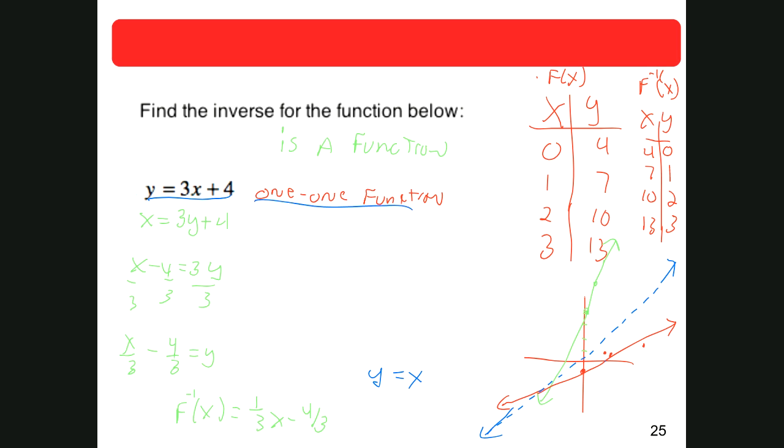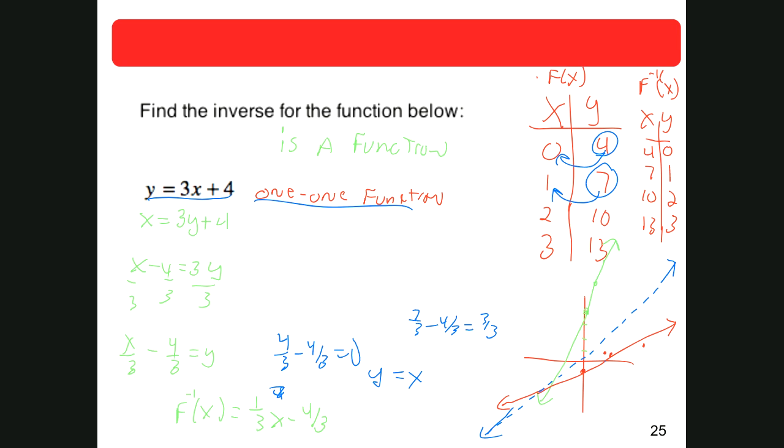We also talked about the ordered pairs. If 0, 4 is on the original function, then I know 4, 0. Now, we could check that. Guess what? If I put 4 in here, 1/3 times 4 is 4/3, minus 4/3 is 0. We knew that if you plugged in 4, we're going to get 0 out. If we plugged in 7, we should get 1 out. So if I plug in 7 here, 1/3 times 7, that's 7/3, minus 4/3 is equal to 3/3, which is 1. Yay, it works, okay?